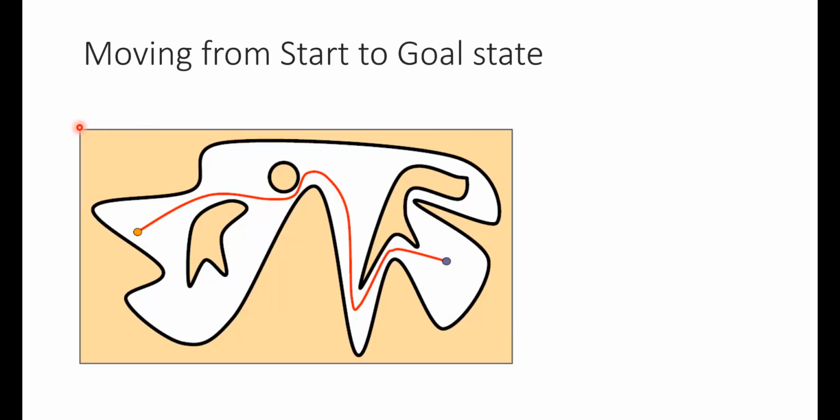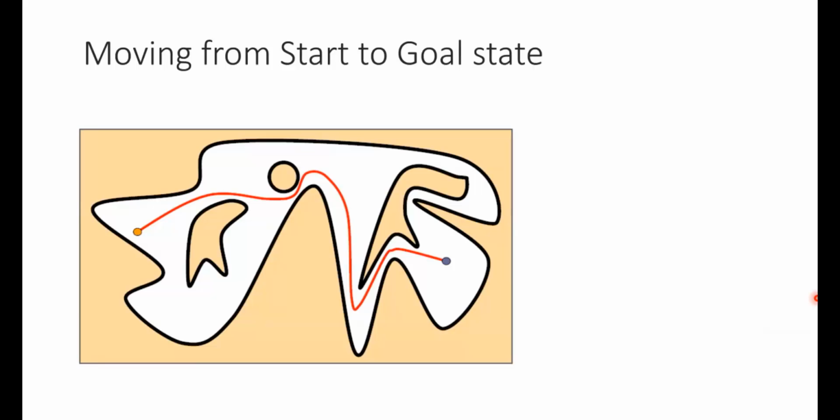So if I drew a grid over this, then maybe I could apply something like A star. But then the question is, how big do I make my grid boxes? If I make my grid boxes really, really small to accommodate spaces like this, then it's going to take me a very long time, potentially, to actually search to figure out a path like this one.